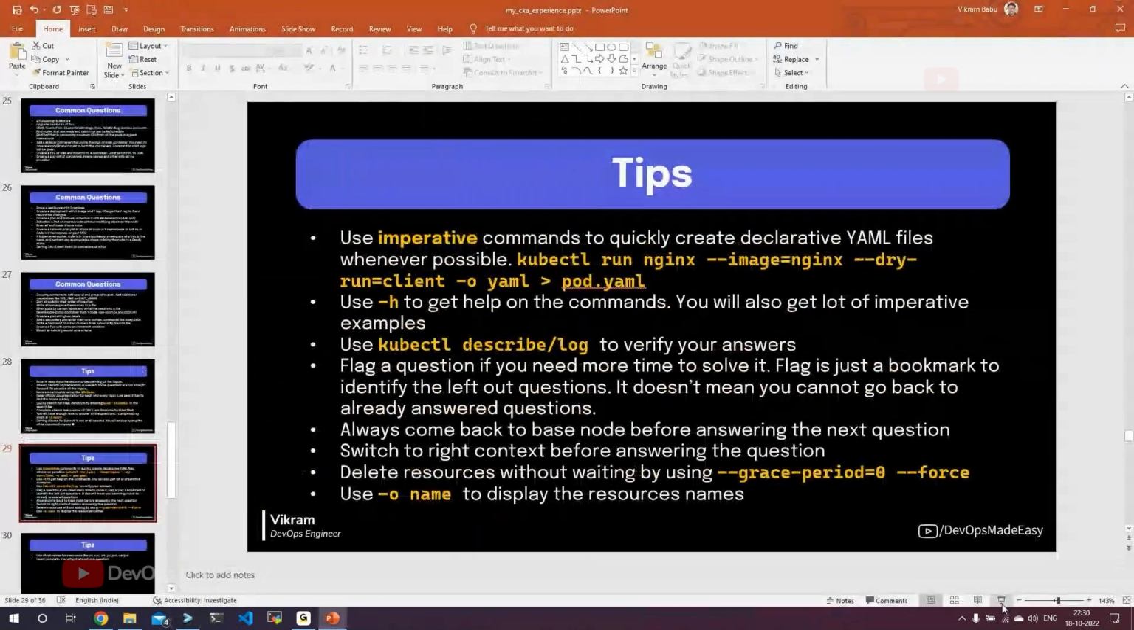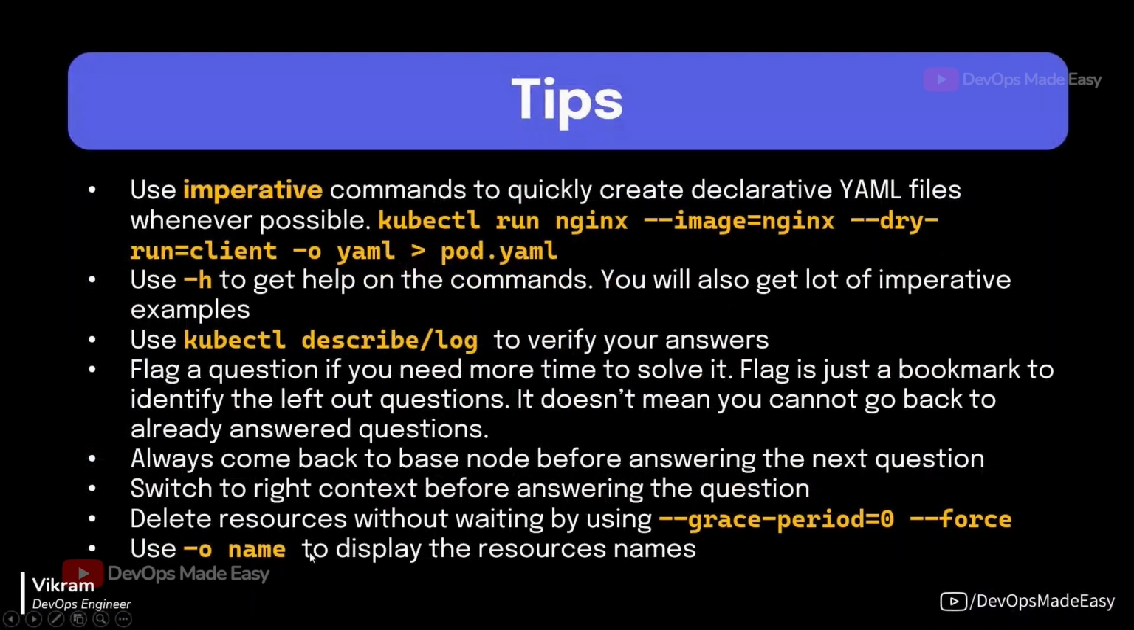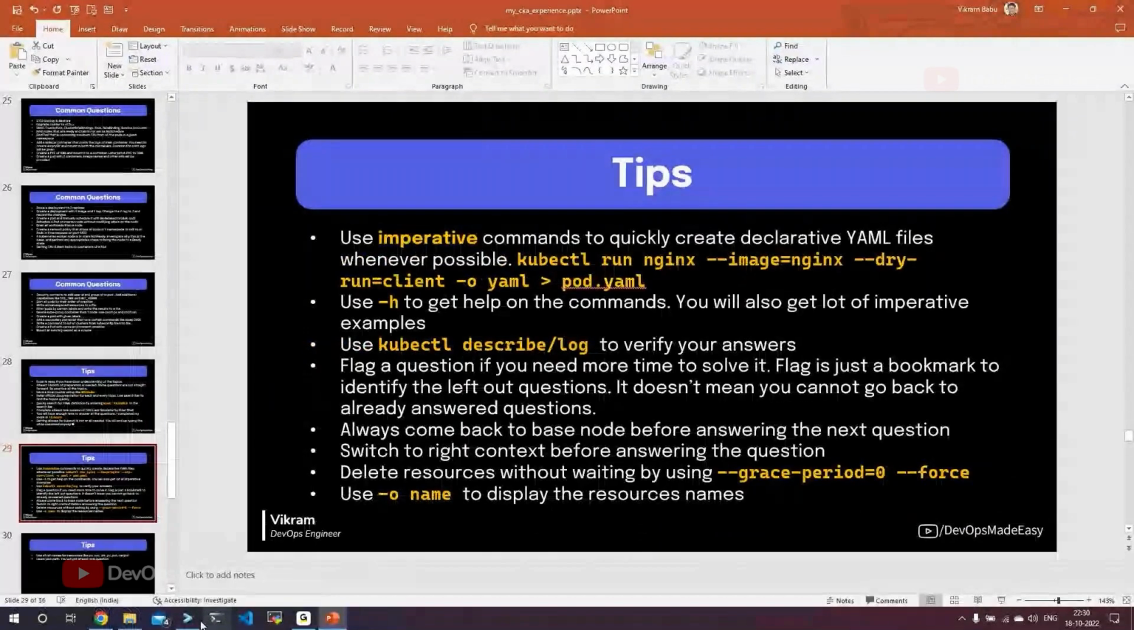If you want to see the names only, there are different types of formats, like we can use hyphen o json, hyphen o yaml. Similarly, you can also use hyphen o name, to display the resource names, because they'll ask you to just print the names. They'll never check which command you have used.